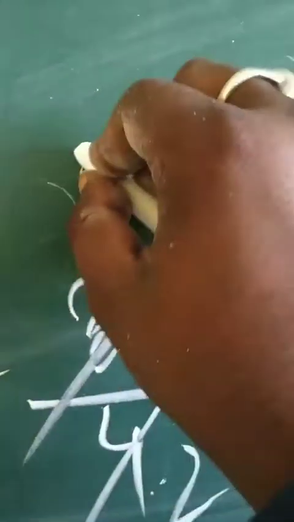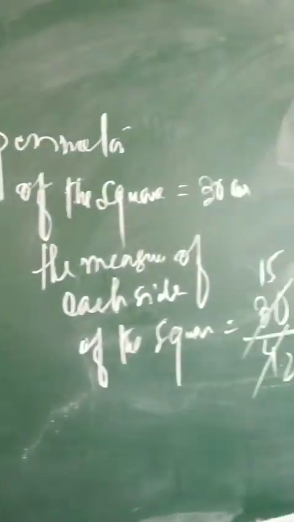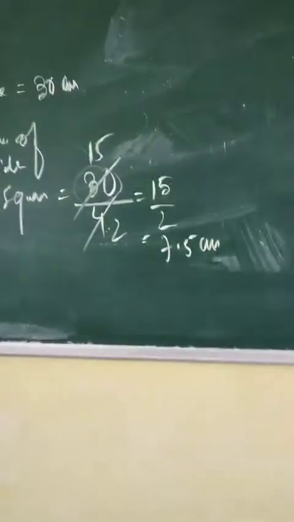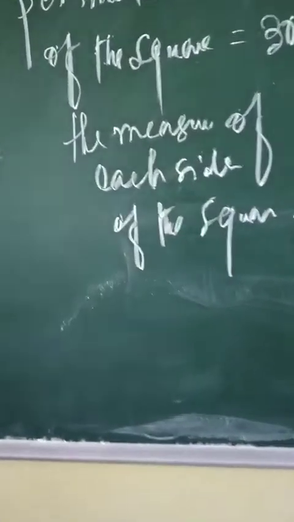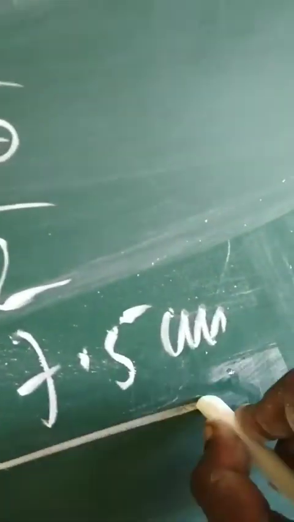2 fours are 8, 15 by 2, which is 7.5. 7.5 centimeter is the measure of each side of this square. I believe it's clear to everyone. We have to divide the perimeter by the number of sides. So the perimeter is 30 here, and the number of sides is 4. So we divide to get the measure of one single side of the square.